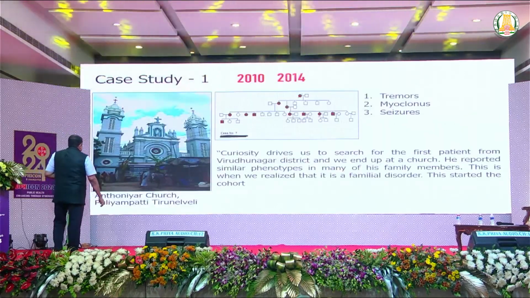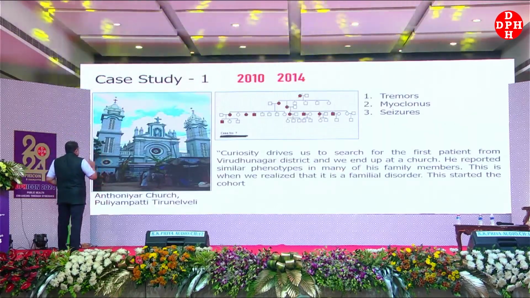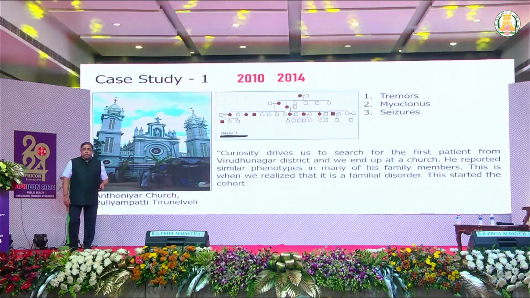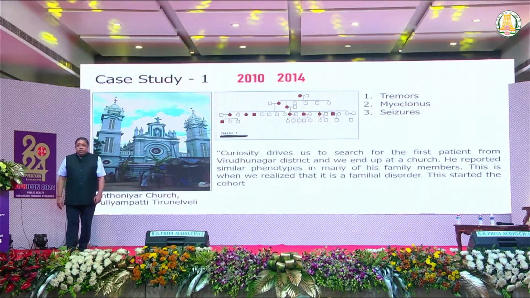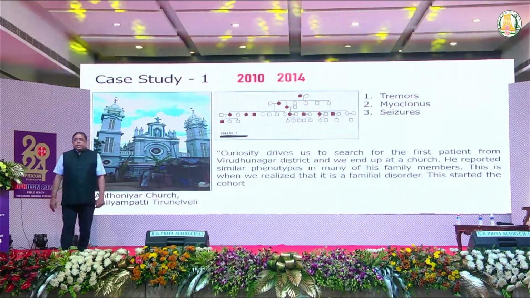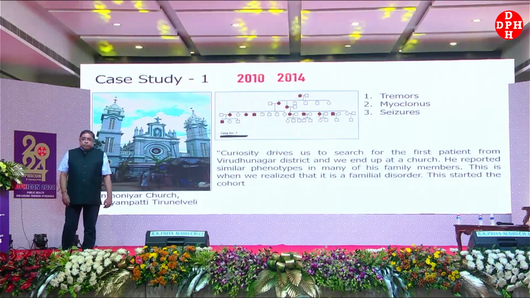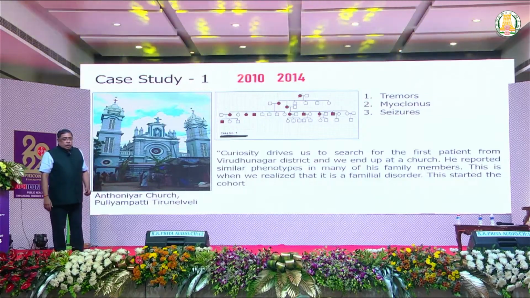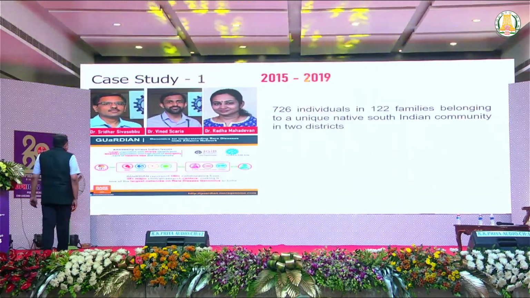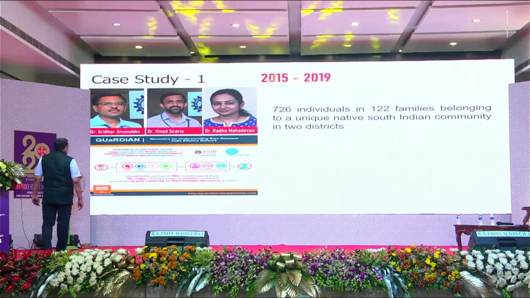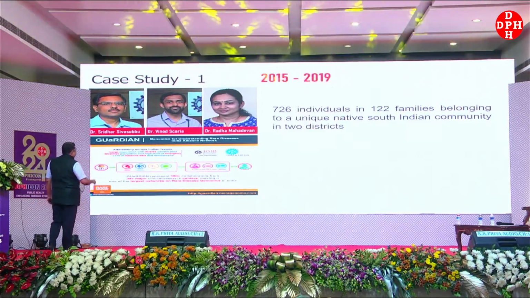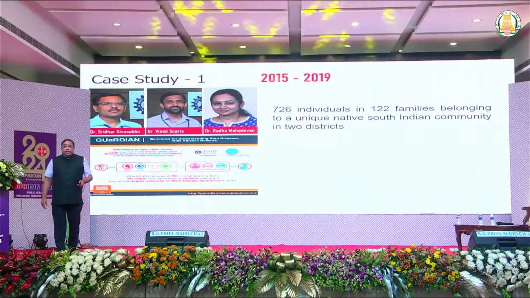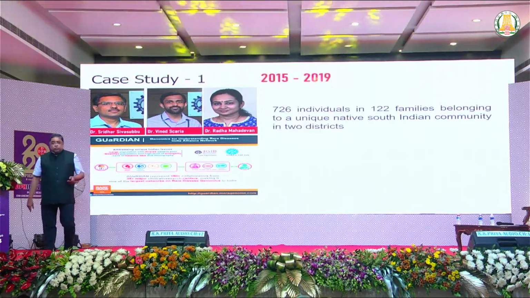In 2010, we went in search of the first patient to a church in Tirunelveli, that is the Antonia Church in Puliyampeti. He was a 50-year-old man. When we asked for a clinical history, he said that almost 10 people in his family were already dead with this epileptic disorder. We went in search of patients and finally reported 726 individuals in 122 families who belong to a unique native South Indian community in those areas in South Tamil Nadu.